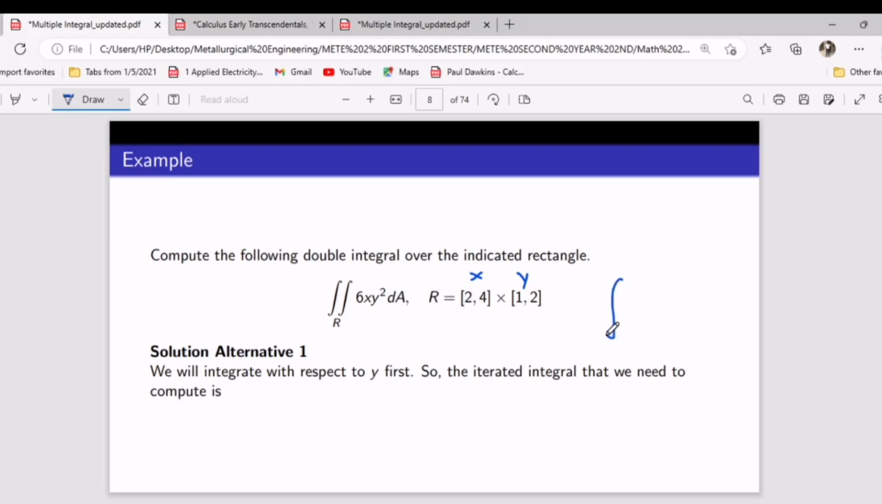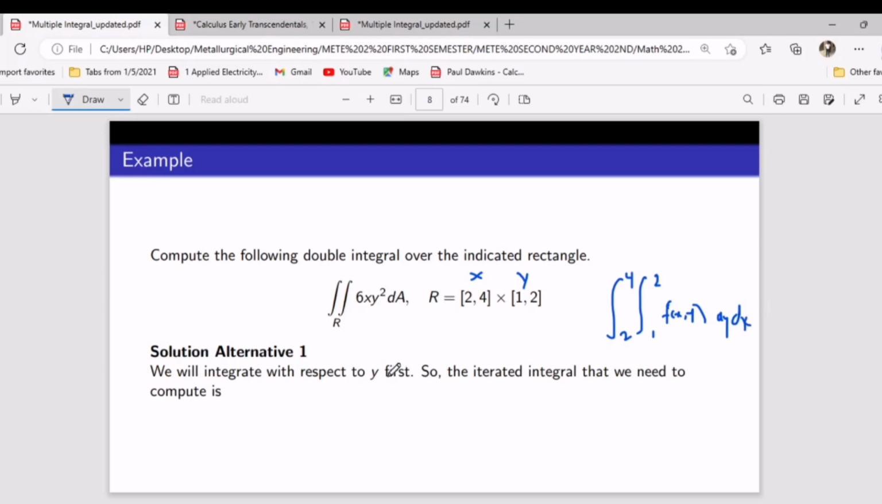So we do the double integral. In this case, we are doing y first. It means that x will come first. So we have 2 and 4, right? And we have the integral of what? 1 and 2. And we have the function f of x, y, which in this case is 6xy squared. And the dA here, we've established that when you bring y first, x will come last. So we have dy here and dx. I hope you understood this.